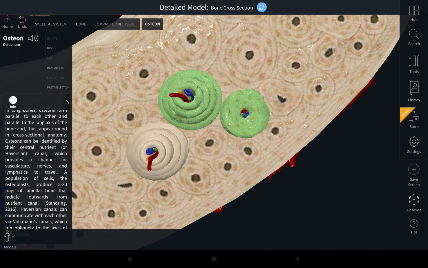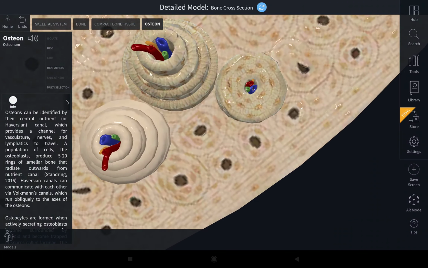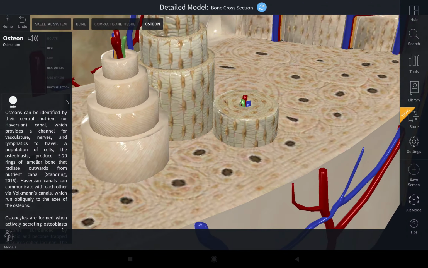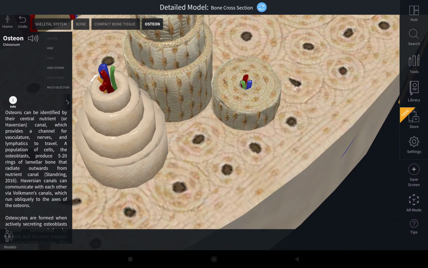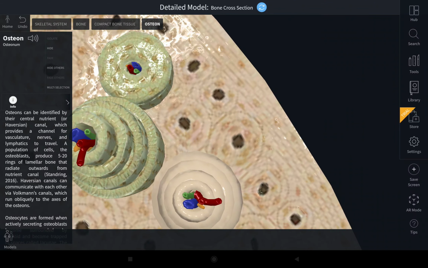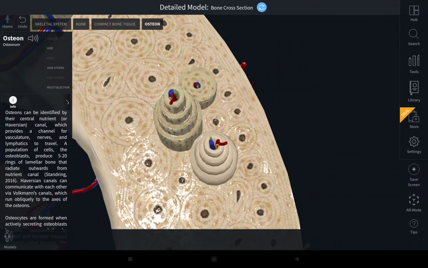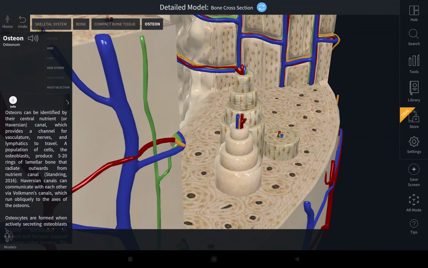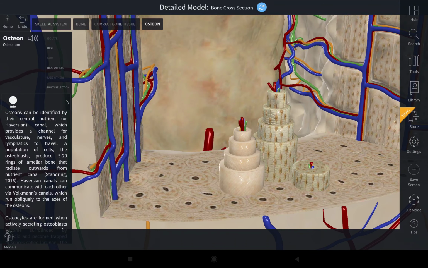Haversian canals can communicate with each other via Volkmann's canals, which run obliquely to the axis of the osteons. From one osteon to another, Haversian canals can communicate with each other. This is the Haversian canal, and each communicates with the others through Volkmann's canals, which run obliquely to the axis of the long bone, the axis of the osteons.